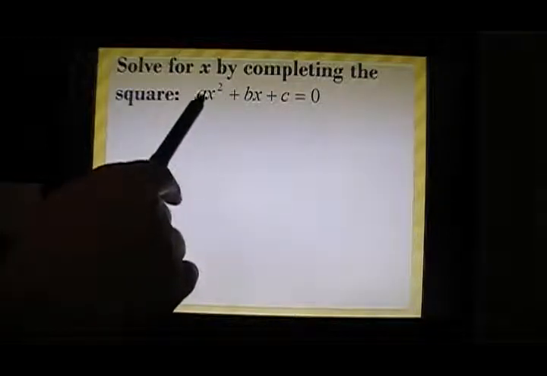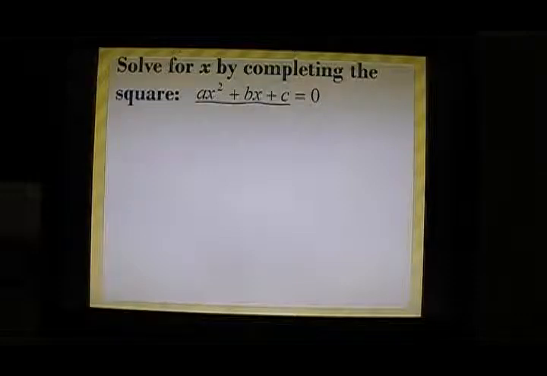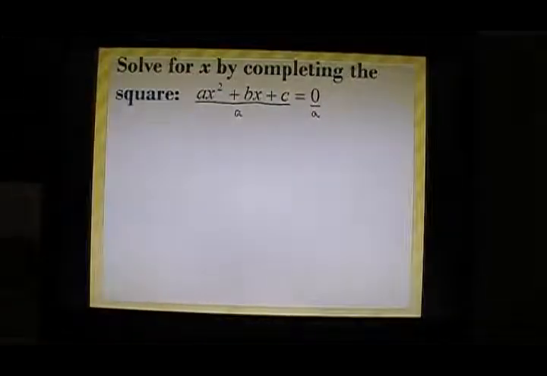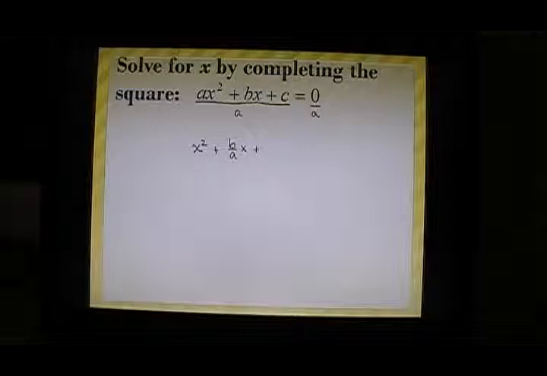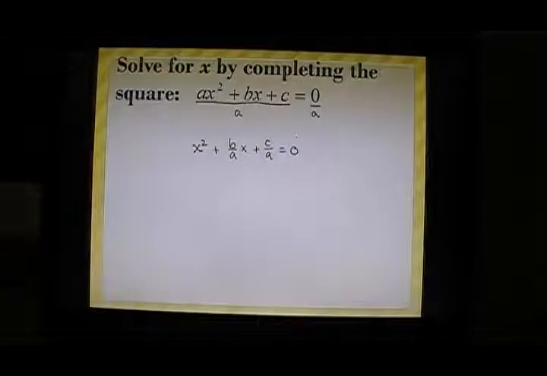So since we have an a instead of a 1, that's going to be my first step, and it's dividing everything by a. So I'm going to divide both sides of the equation by a. So a divided by a is simply 1, so that first term is x squared plus b over a times x plus c over a equals 0 divided by a, which is simply 0.